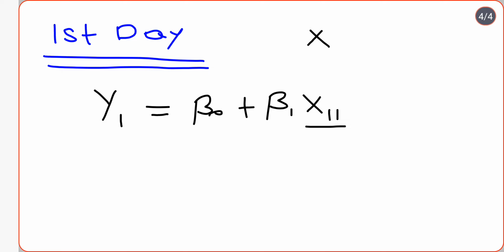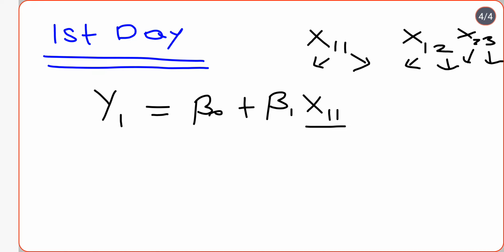Always remember that when I am writing x11, this first one is denoting the number of observation or the ranking of the observation, and the second one is denoting the number of equation. If it is written like this, x12, then it is supposed to be the first observation of the second equation. If it is written as x23, then it is the second observation of the third equation.